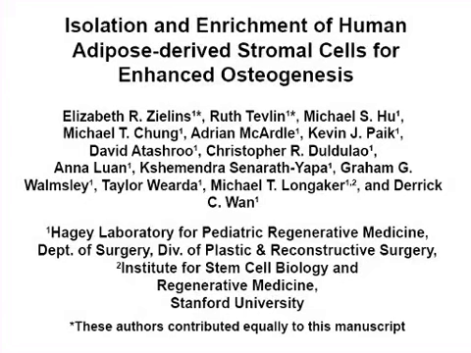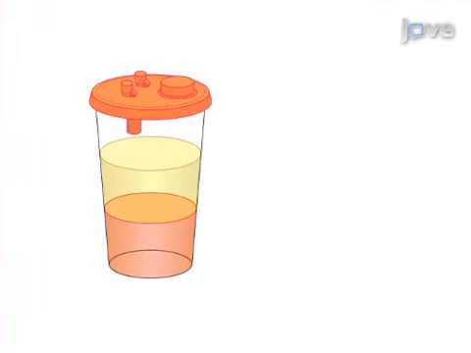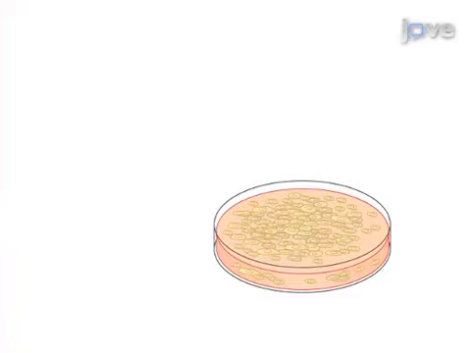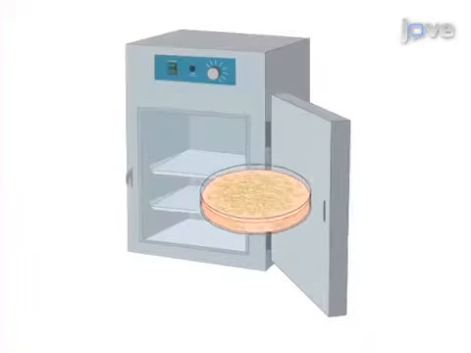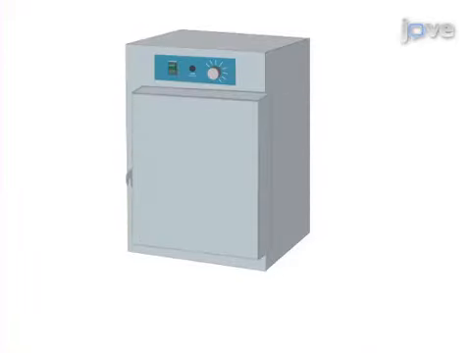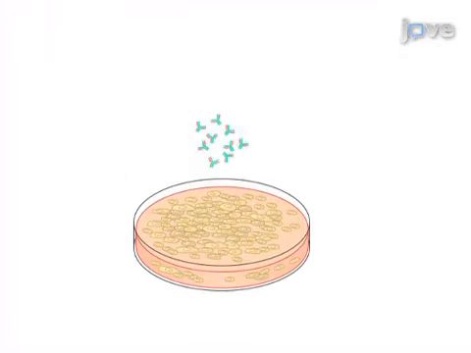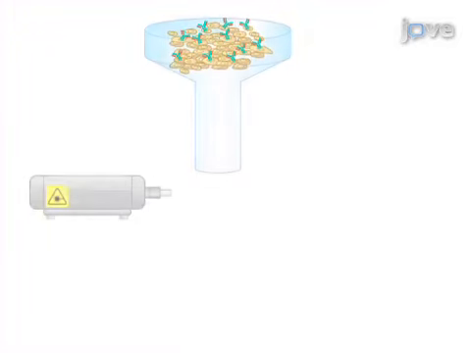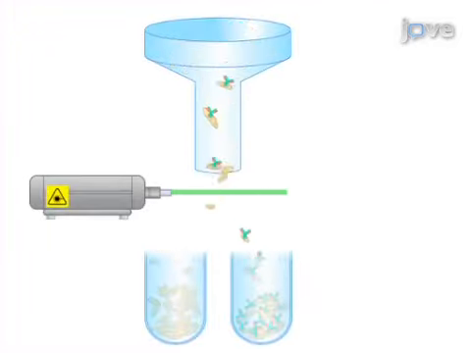The overall goal of this procedure is to isolate subpopulations of human adipose-derived stem cells with enhanced osteogenic potential using flow-assisted cytometry. To accomplish this, human adipose-derived stem cells, or ASCs, are harvested from human lipoaspirate and cultured for 36 hours. The cells are then stained with antibodies selected to label pro-osteogenic populations, and the desired populations are isolated using flow-assisted cytometry.